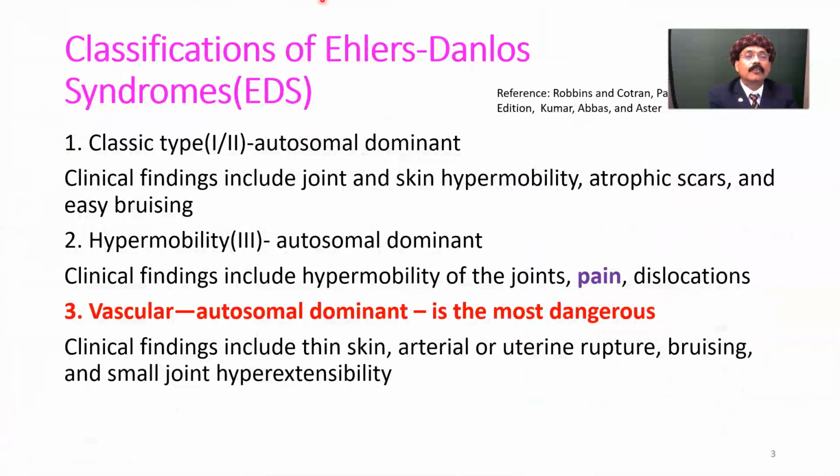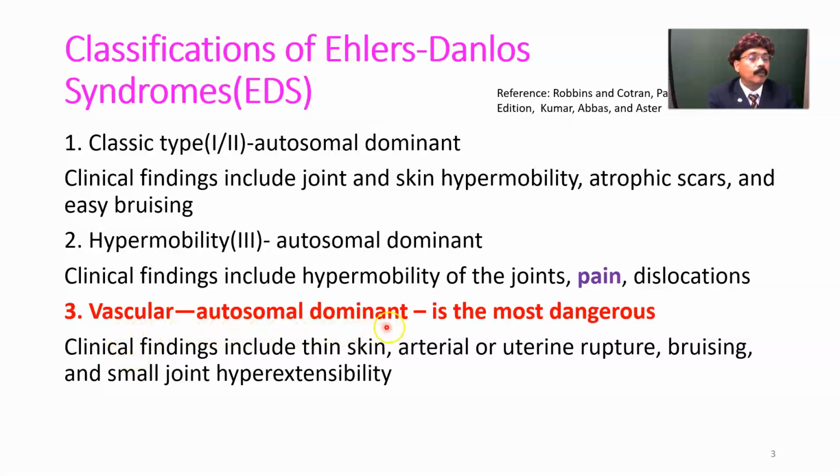Okay, classification of Ehlers-Danlos syndrome. Classic type, autosomal dominant mode of inheritance. Clinical findings include joint and skin hypermobility, atrophic scar, and easy bruising. Type 2 hypermobility, type 3 here. Classic type 1 and 2, hypermobility type 3, autosomal dominant. Clinical finding again hypermobility of the joint, pain and dislocation of the joints.